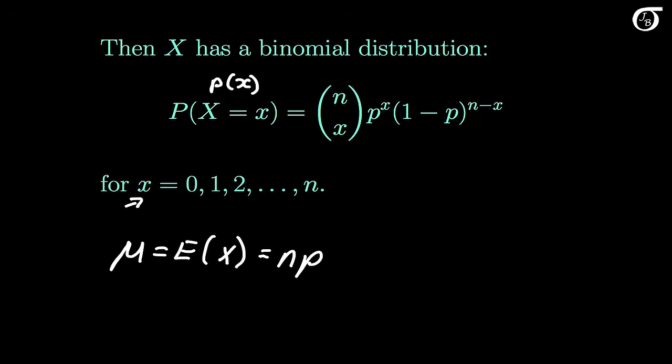The variance of a binomial random variable, sigma squared, is equal to n times p times 1 minus p. Again, we can show this using our formula for the variance of a discrete random variable and a little algebra, and I worked through the derivations of the mean and variance in another video.